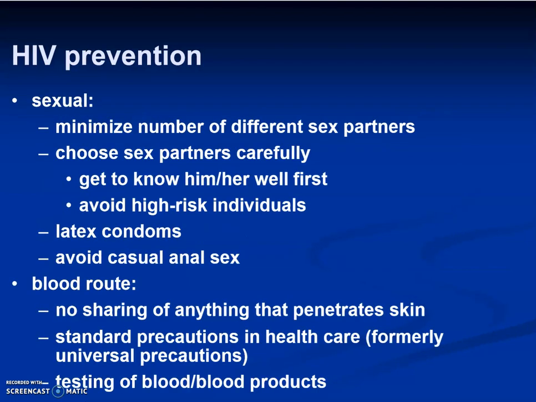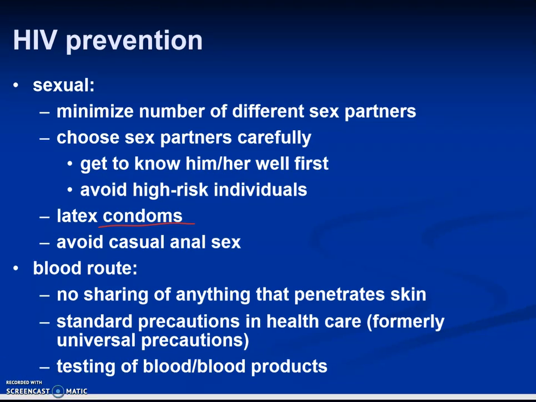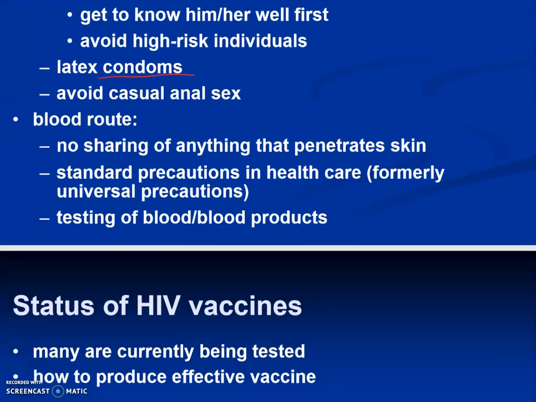Here on HIV prevention, I'm sure you have heard some of this. You should minimize the number of different sex partners, use condoms, avoid casual and anal sex. On the blood route, do not share needles or anything else that penetrates the skin, and test any blood and blood products before they are used for patients.